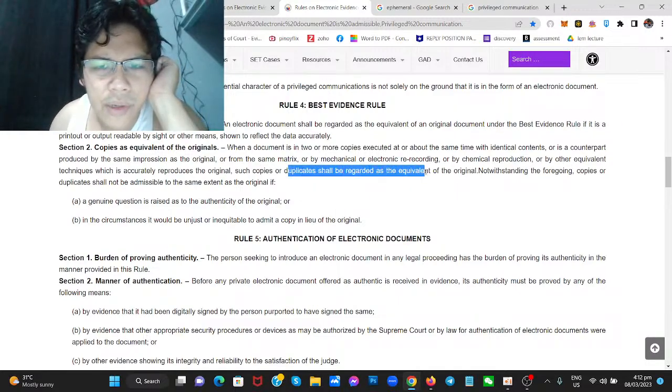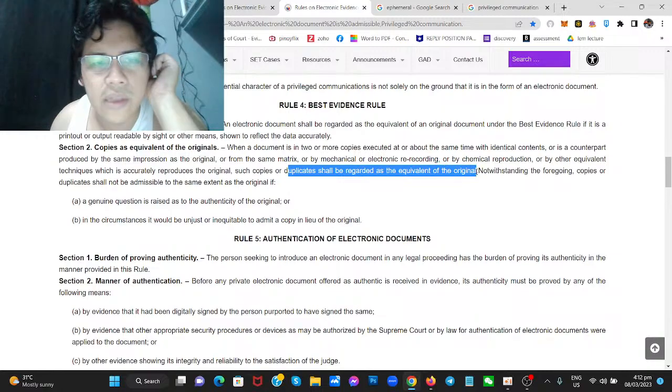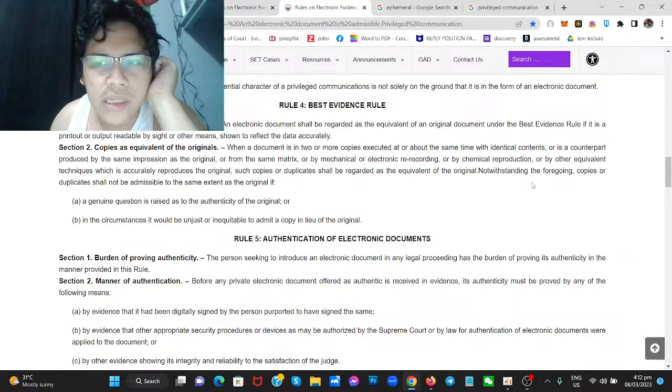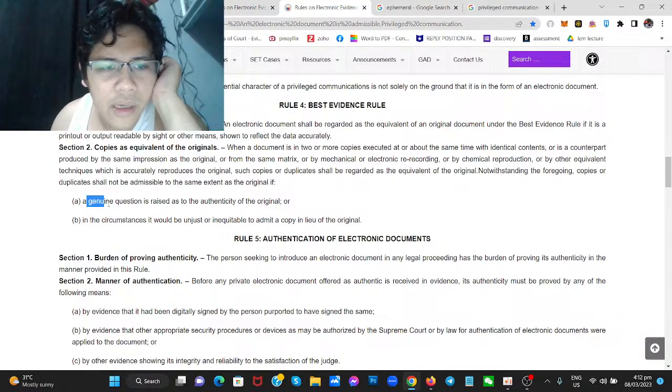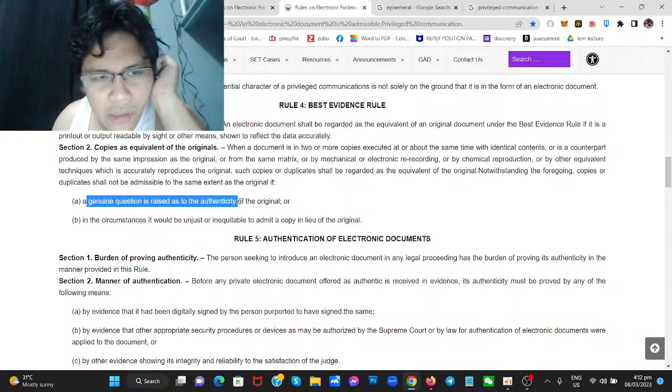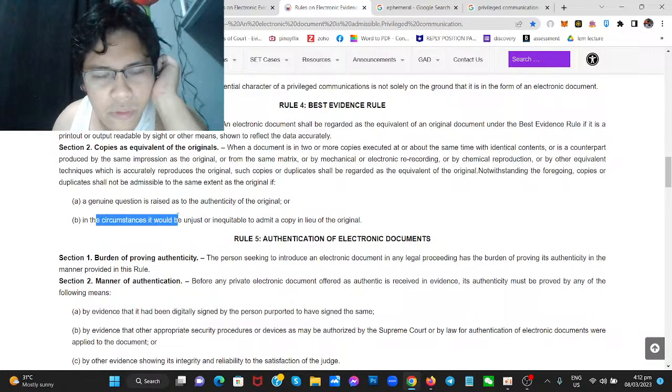Such copies or duplicates shall be regarded as equivalent to the original. Notwithstanding the foregoing, copies and duplicates shall not be admissible to the same extent as the original if a genuine question was raised as to the authenticity, and in the circumstances it would be unjust or inequitable to admit a copy in lieu of the original.